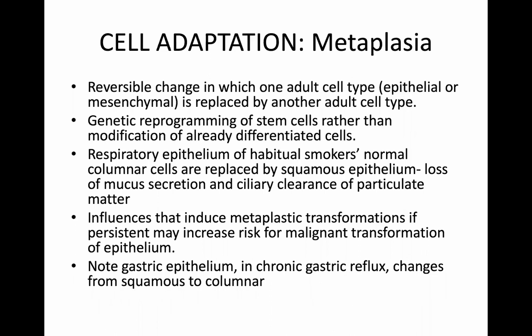Metaplasia may also occur in mesenchymal cells, but less clearly as an adaptive response. For example, bone is occasionally formed in soft tissues. Sometimes when there's injury, you may find bone formation within the soft tissue, which is an abnormal change. Okay, now just in summary, what have we learned this morning? We've talked about cellular changes.